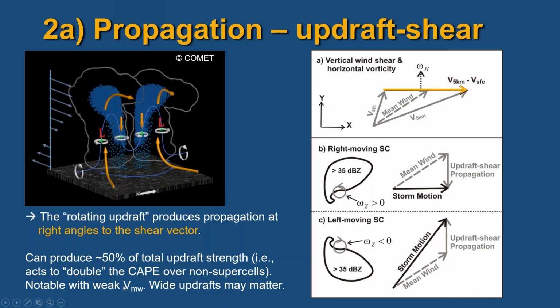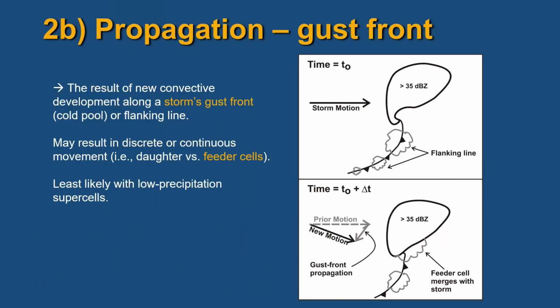When the mean wind is weak, then this becomes more noticeable because you can have storms that might move northeast or southwest or southeast, depending upon how the shear vector is oriented. So it can result in what would seem like fairly erratic motions because the mean wind isn't having a very strong influence, and it all depends upon this propagation due to the rotating updraft. So there's another kind of propagation that's quite common, and that's storms that propagate along their gust front.